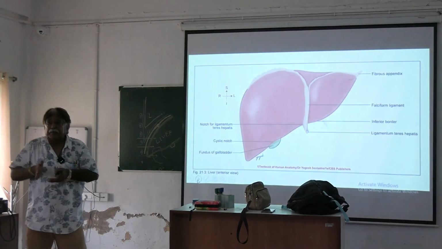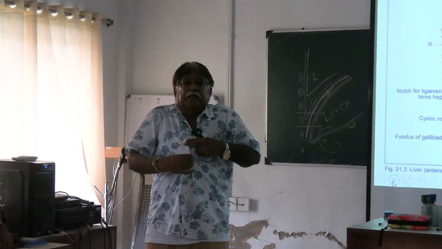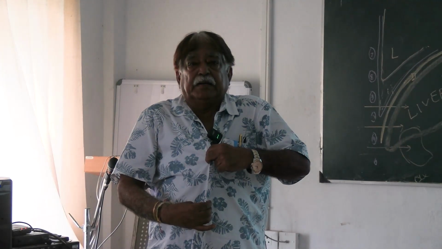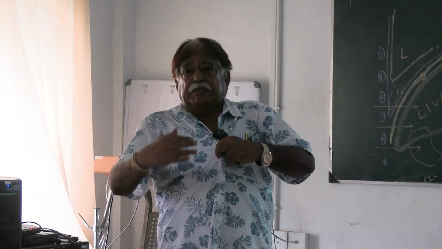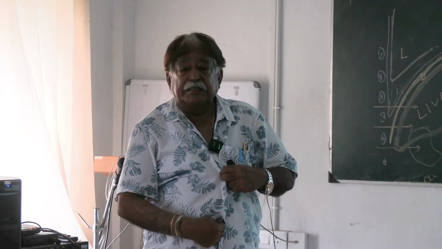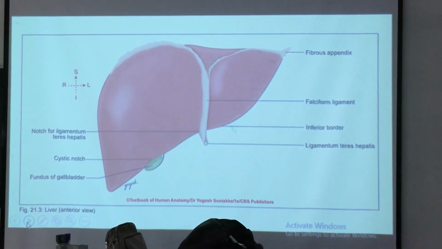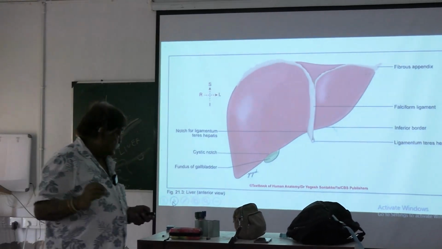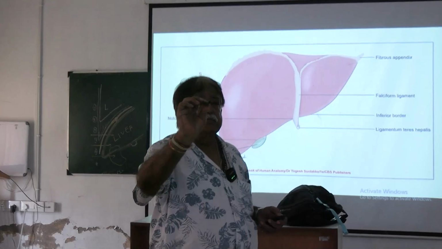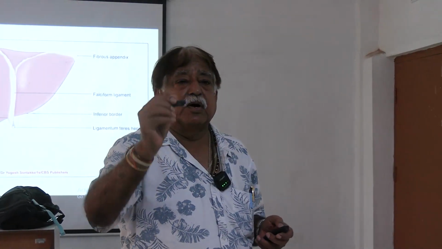Now falciform ligament, you see the peritoneal folds come like this, like a shirt. If you see it in the dead body, you will see it's like this. And the ligamentum teres hepatis, it's cord-like. It's cord-like, like a cord. Not a hole, it's a cord.